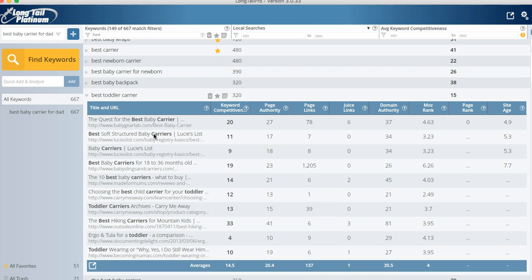So best toddler carrier. What I just did here was just opened it up, and what Longtail Pro does is basically show you the top 10 results when a searcher searches. So if you were to search for best toddler carrier, these would be your top 10 results.